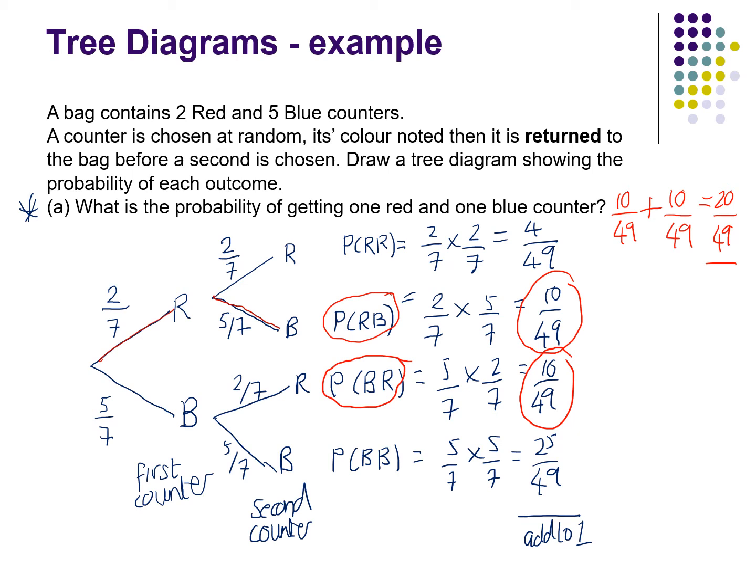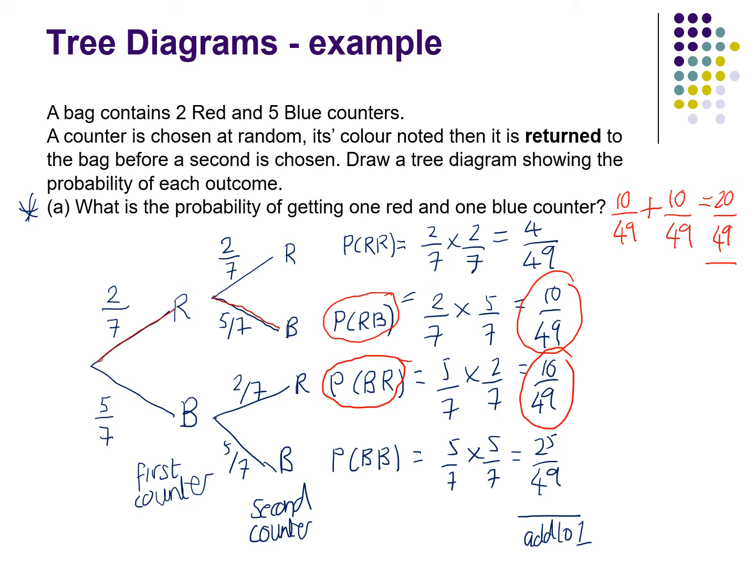Okay, so that's what your tree diagrams look like. Notice I've got probabilities along the branches. In this question, it's much easier to leave them as fractions. In the previous one, they happen to mention decimals. It really doesn't matter which.